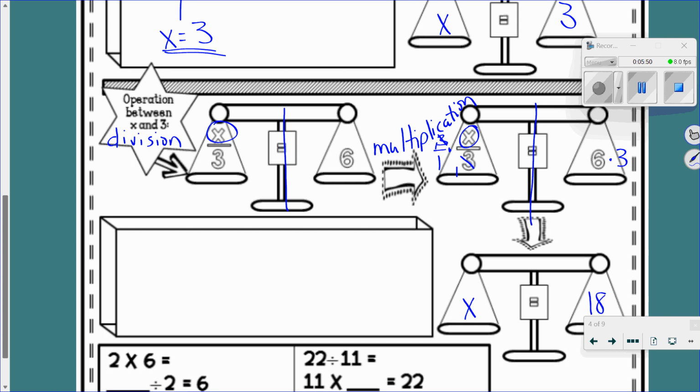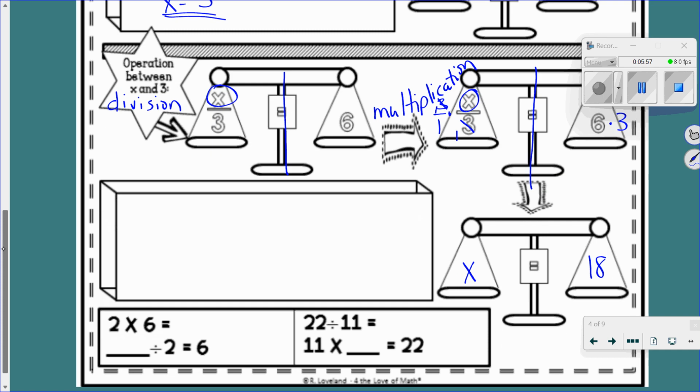Algebraically, again, let's take a look at it. We write it in our space here. X divided by 3 equals 6. Here's my variable. The opposite of dividing by 3 is multiplying by 3. What I do to one side of the equation, I must do to the other.